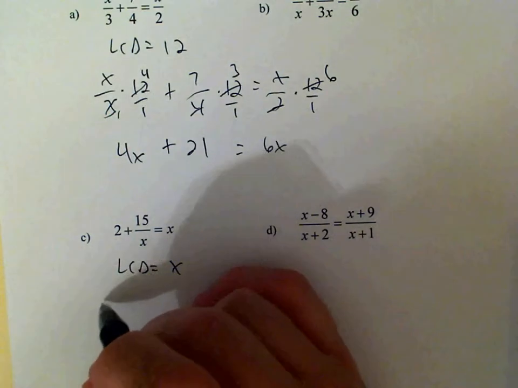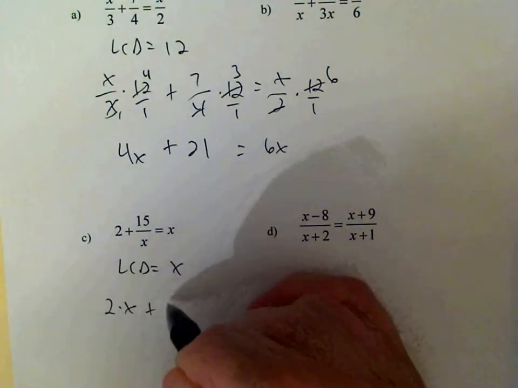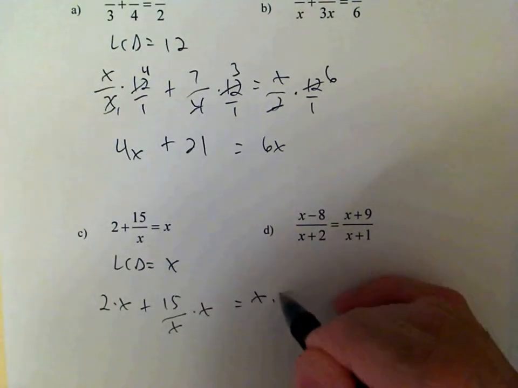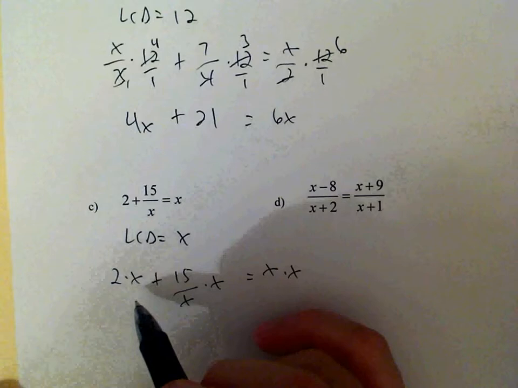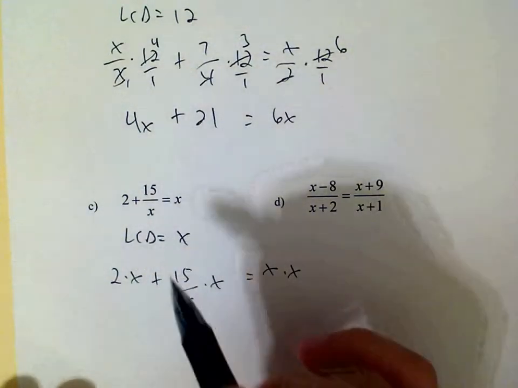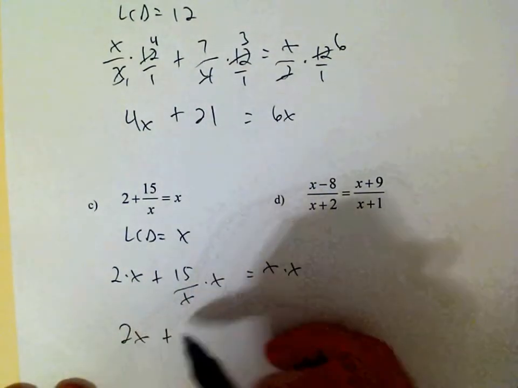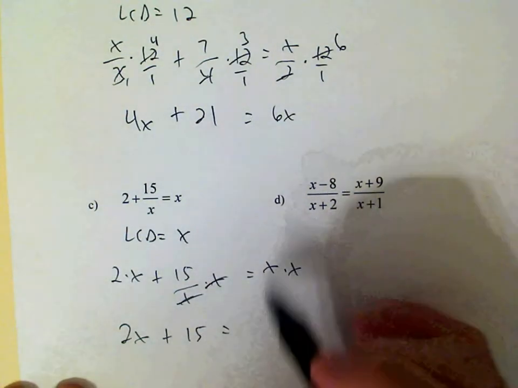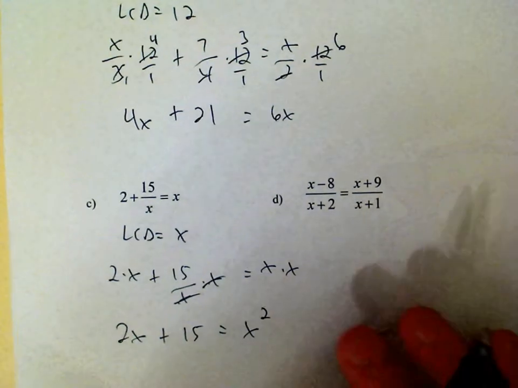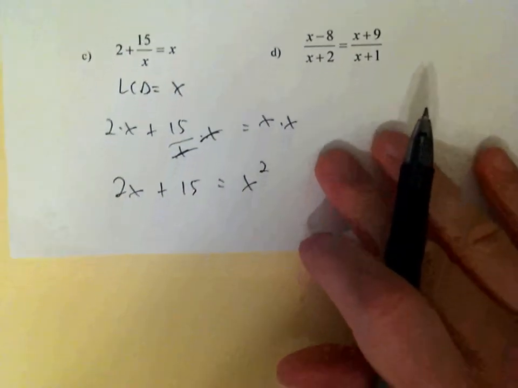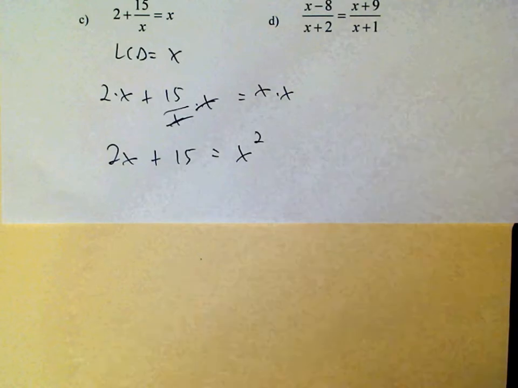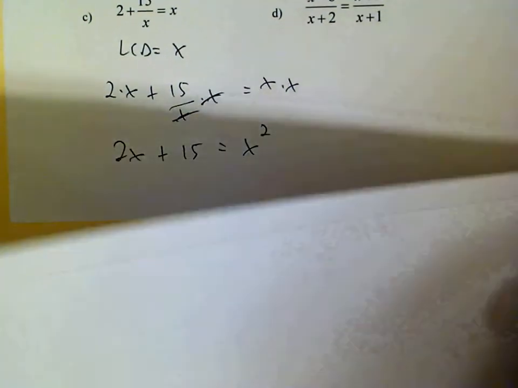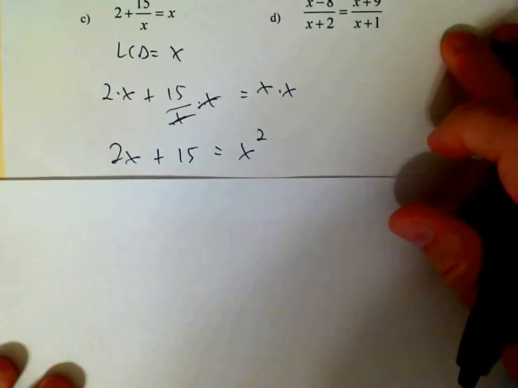I'm going to multiply the 2 times the x, and the 15 over x times the x, and the x times the x. Now, nothing to cancel here because it's all multiplication, and 2 times x is 2x. These x's cancel, and it leaves the 15, and this x times x is x squared. Now this one is slightly different because of that x squared term, but the process is still the same as far as dealing with eliminating the fractions. We no longer have any fractions.